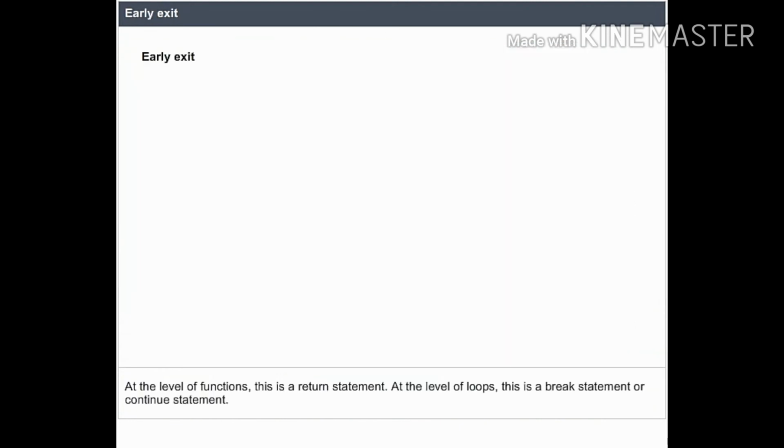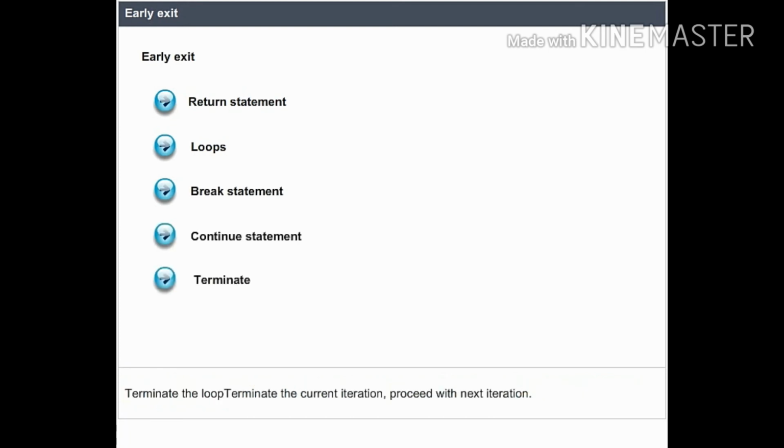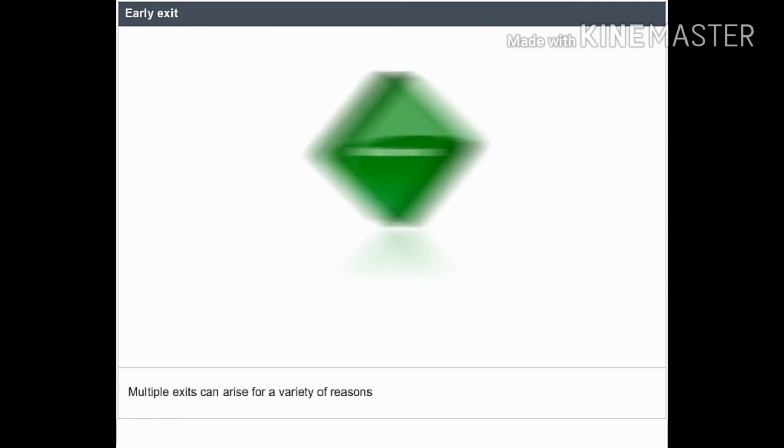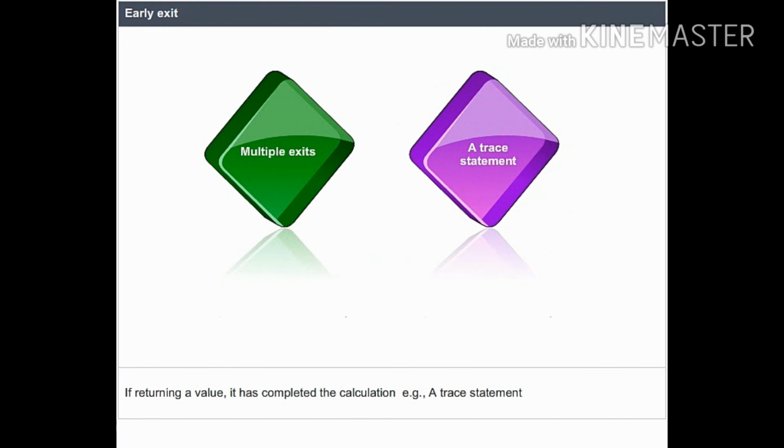Early exit. At the level of functions, this is a return statement. At the level of loops, this is a break statement, which terminates the loop, or a continue statement, which terminates the current iteration and proceeds with the next iteration. C language. C is an early and prominent example of these constructs. Multiple exits can arise for a variety of reasons. If returning a value, it has completed the calculation.